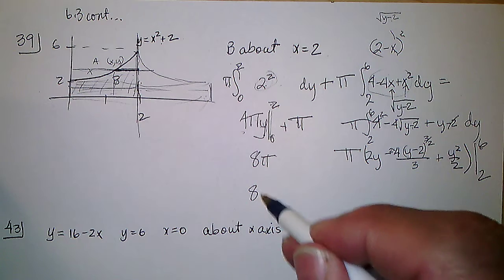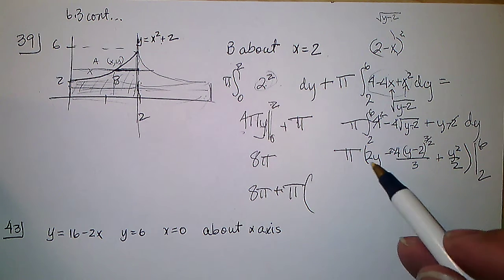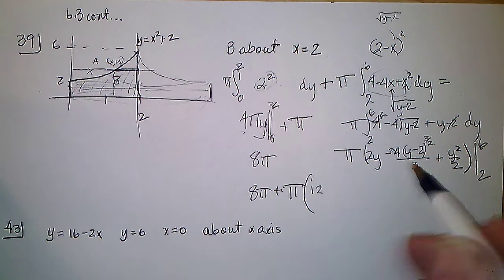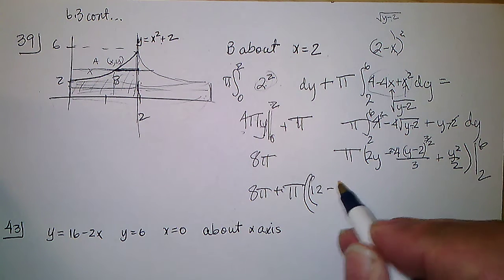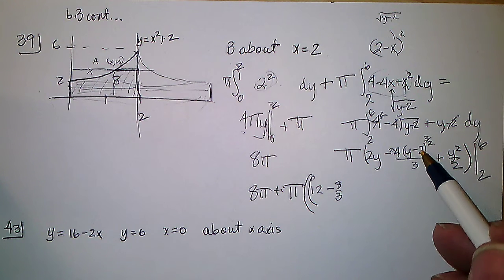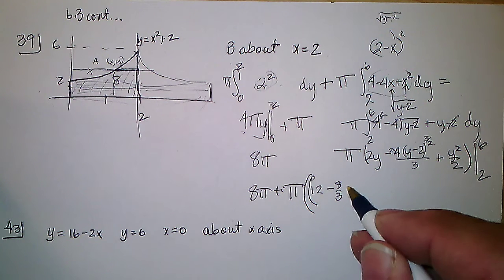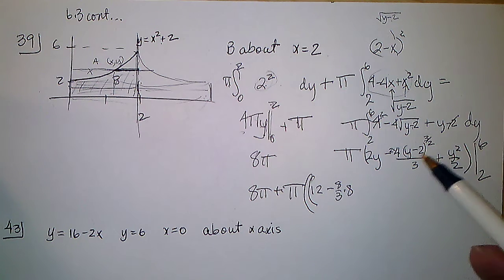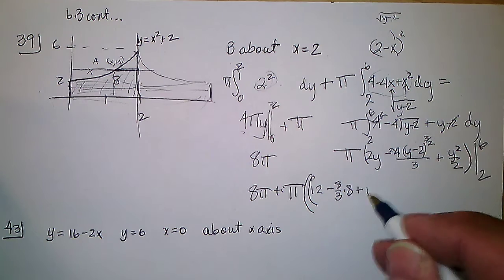So we have the 8 pi plus pi times 6 into all this mess is going to be 12, minus 8 thirds times 6 minus 2, which is 4. Square root of 4 is 2, cubed is 8. So when we put 6 in here, we get 8, plus 36 over 2, which is 18.